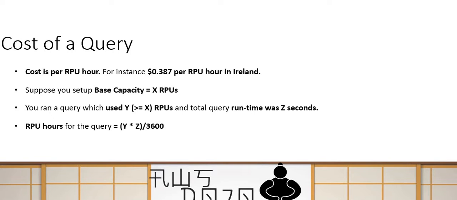So what is the cost of the query? Pretty straightforward. It is RPU hours into per hour charge. So in this case, it is y into z divided by 3600 into 0.387 USD in case the region is Ireland. So that's how you calculate the cost of your query.